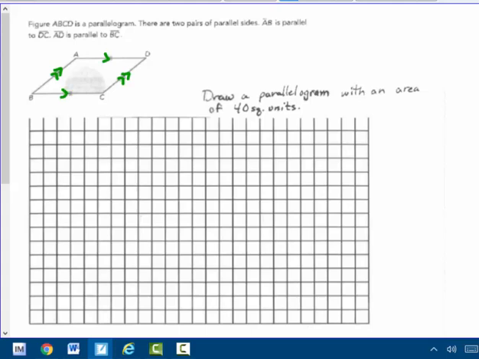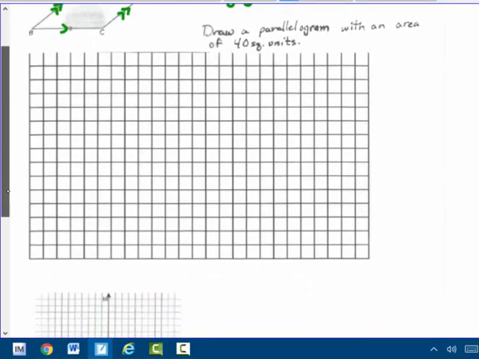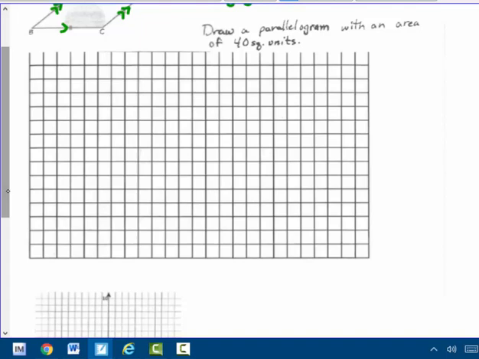Draw a parallelogram on this Cartesian plane with an area of 40 square units. Well, area equals base times height. So what numbers multiply to give me 40 square units? Well, I could make an 8 by 5, or a 20 by 2, or a 10 by 4, or a 1 by 40, which would be very hard to draw. Draw a parallelogram with an area of 40 square units.